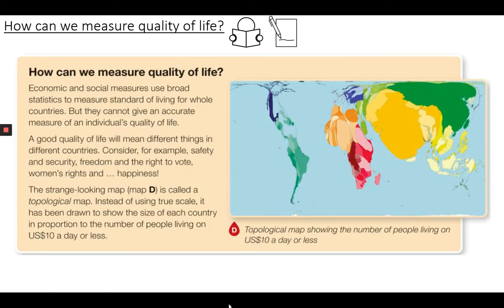In this final extract, we look at the concept of quality of life and how it can be measured. Unlike what we've seen so far, this cannot be measured in numbers. For example, a good quality of life might mean having equal opportunities, the right to vote, or just being happy. We can also see an odd-looking map called a topological map. If you look at worldmapper.org, you can find hundreds of maps like this.